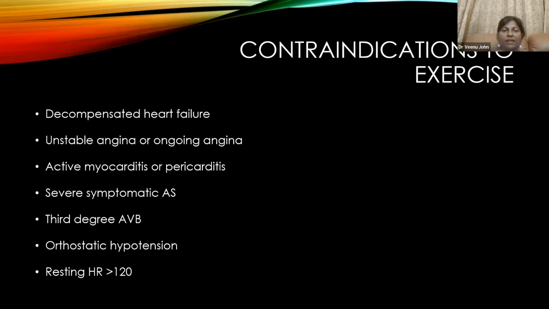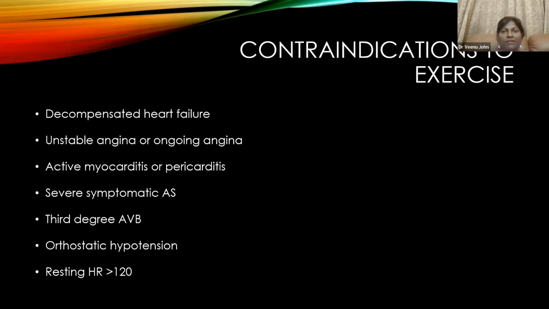Somebody who is having ongoing angina, this is what we see most of the time as a mistake, when somebody develops an acute coronary syndrome having ongoing angina and they are not put under rest. They will walk to the hospital. They take it easy because sometimes diabetics may not have chest pain. Those are the times when they have arrhythmias and sudden cardiac death. So any person with ongoing angina is not allowed any activity. Then I have already shown that with active myocarditis or pericarditis, they are not allowed activity.